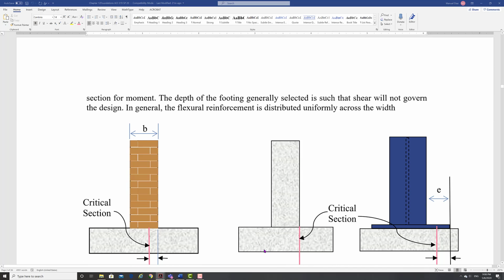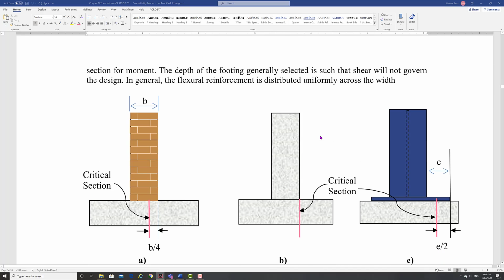Critical sections. This is the one we normally do: concrete, critical section at the face of the connection. If you have masonry, it will be halfway between the center line and the edge, which means at B/4. If this is the thickness of the wall, then this is B/4.